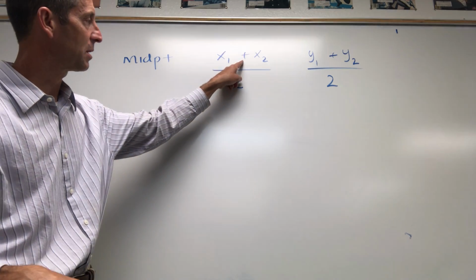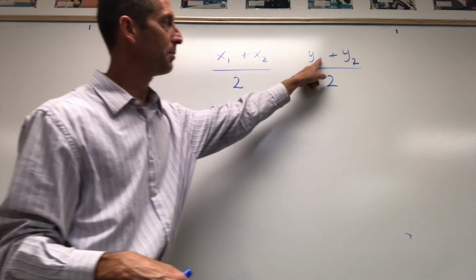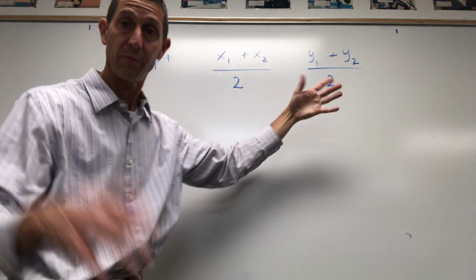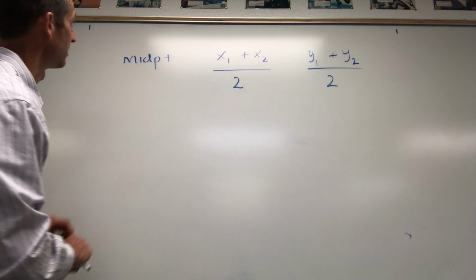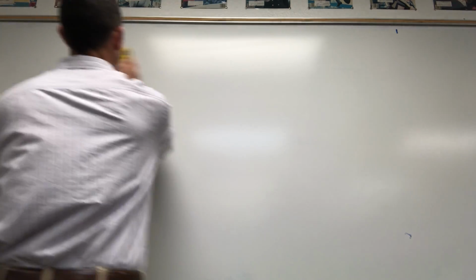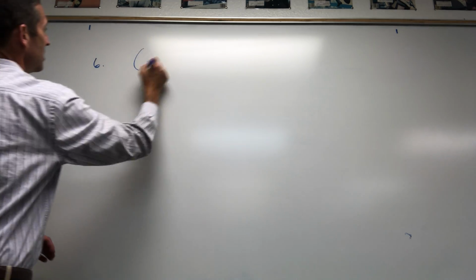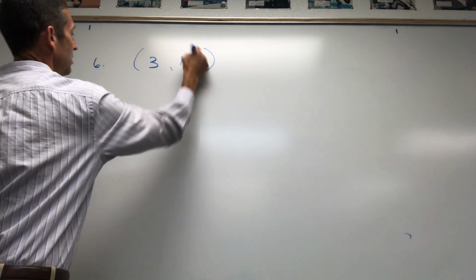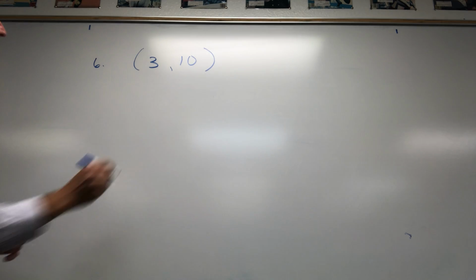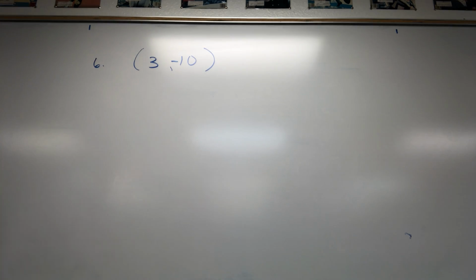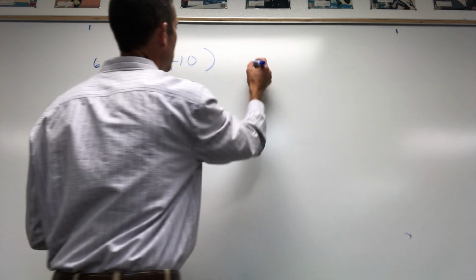So you're just going to add up a couple numbers, divide by 2. Add up a couple numbers, divide by 2. That's what's in front of us. I think we can handle it. All right, let's do one. So if we're finding midpoint, what are we on here, number 6? So we got 3 and 10. Oh, that was negative 10. And then our second one is 5, negative 2.